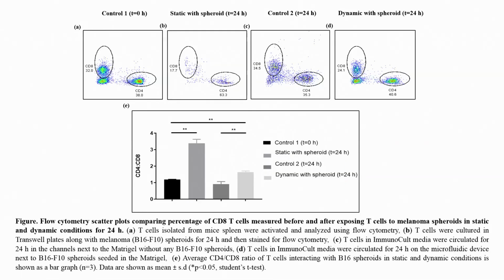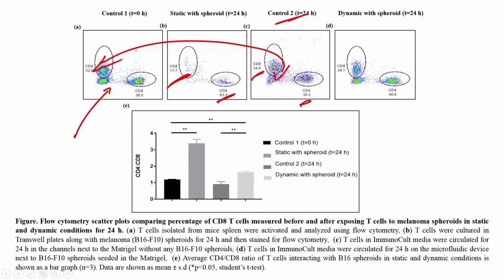So, if we see the results, we can clearly see that when we have control, the T cells that are activated when taken out from naive to activated cells at T equals 0, we have CD8 to CD4 concentration as 30 to 38. When we have static with spheroid at T equals 24, the CD8 concentration to CD4 concentration is 17.7 to 63.3. When we have control at 24 hours, not doing anything, we have 35.3 and 35.4, which is similar to this, right, not too much difference. So, the control is okay.